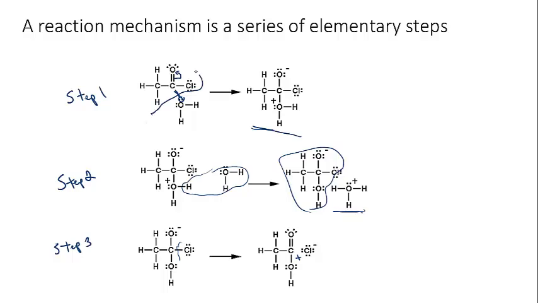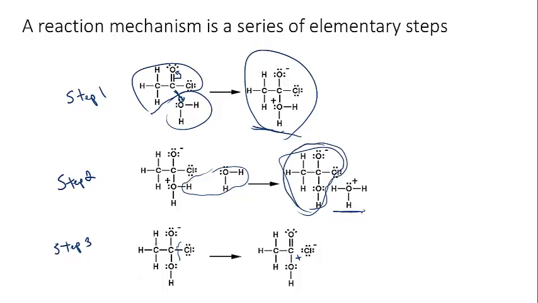The original starting material here reacts with a water molecule, making this species, which only lasts for a little while, and that's called an intermediate. And then that species reacts with a water molecule, making a second temporary species, a second intermediate, and that second intermediate finally goes on to make the final products of the reaction.